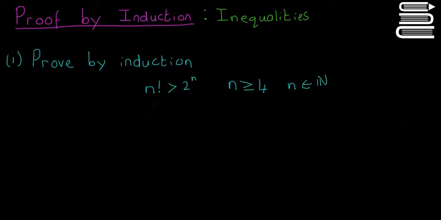Prove by induction that n factorial is greater than 2 to the power of n for n greater than or equal to 4.